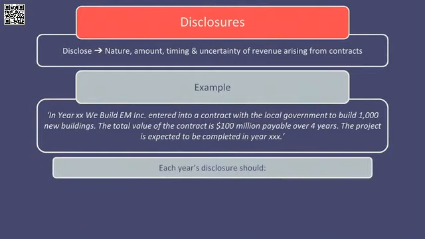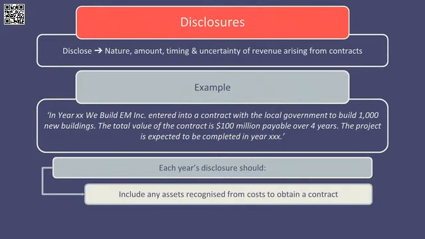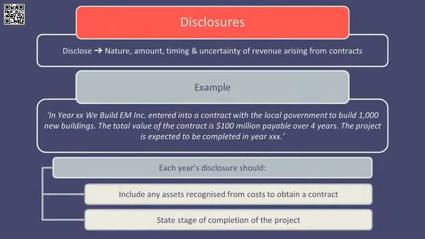Each year the disclosure should include any assets recognised from the cost to obtain or fulfil a contract with a customer. It can also state the stage of completion of the project, all of which you know from your calculations earlier. The purpose of the disclosure under IFRS 15 is for the business to disclose enough information for users to understand the nature, amount, timing, and uncertainty of revenue and cash flows arising from contracts with customers.